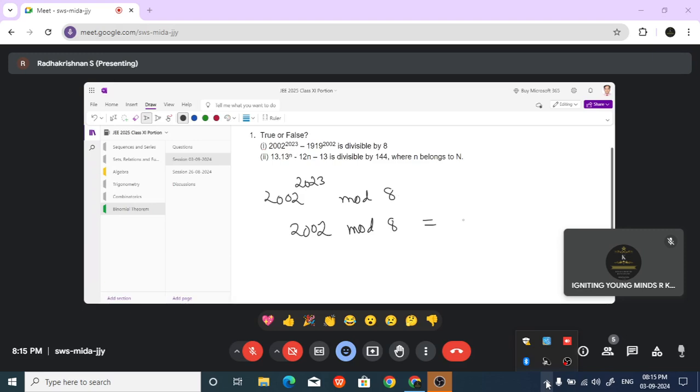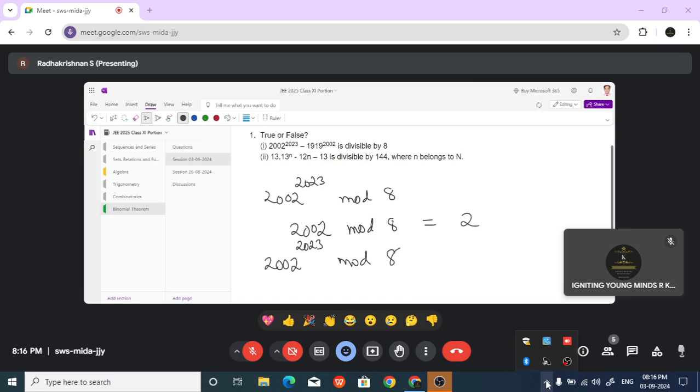It is 2, right? Because 2000 is divisible by 8. So 250 into 8 is 2000. So the remainder is 2. Therefore, 2002 to the power of 2023 mod 8.